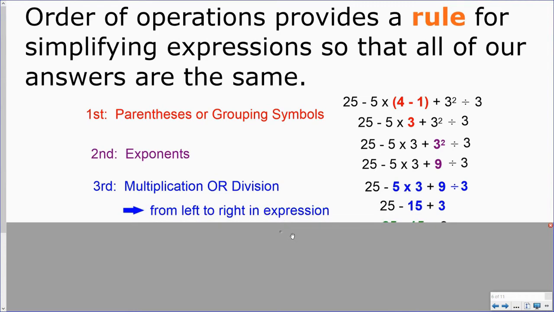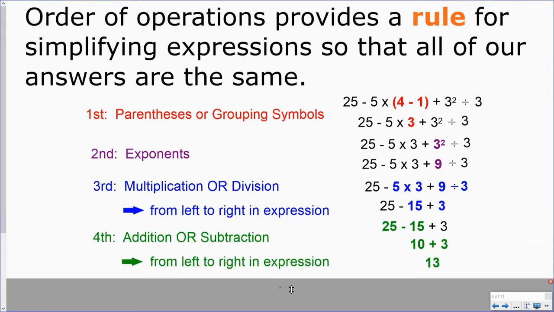Now I have multiplication or division. Again, multiplication and division are on the same level. We do whichever one comes first, going from left to right in our expression. So in this case, as we go from left to right, I see that I have 5 multiplied by 3. Well, 5 multiplied by 3 is 15. I also see that I have 9 divided by 3, and 9 divided by 3 is 3. So again, the only things that I'm changing in this expression are my multiplication or my division at this point. Everything else is staying just as it was previously.